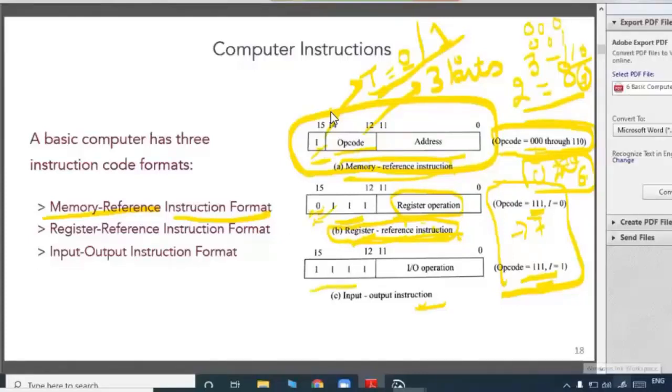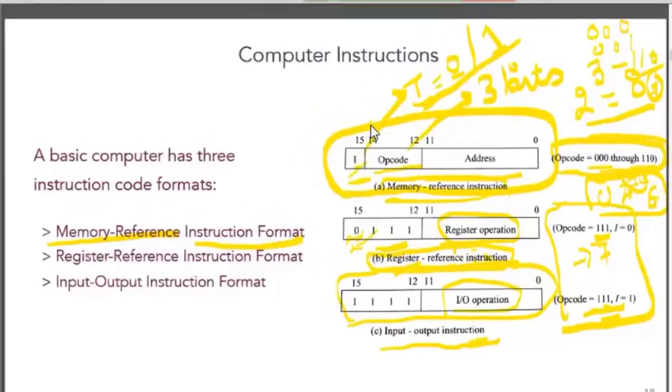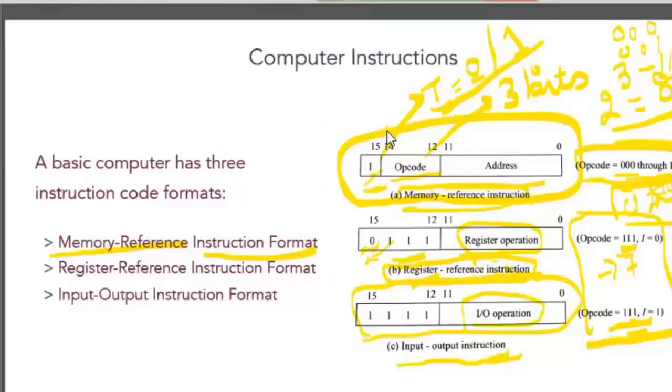So here in input output instruction, what is written? Here also the opcode is 111, that is 7. And the operation will be called input output operation because we are using the input output instruction. Here you can see that opcode is 111 and the indirect mode bit is 1. That means every time indirect addressing will be used here.